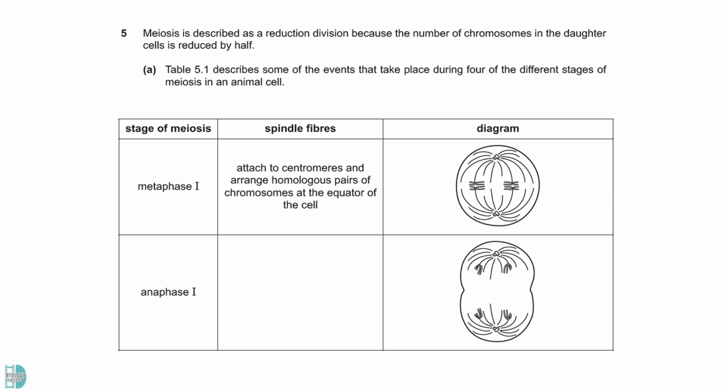Table 5.1 shows some stages in meiosis and their descriptions. You are asked to complete the table. In anaphase 1, spindle fibers contract to pull the chromosomes toward the opposite poles or to the centrioles.